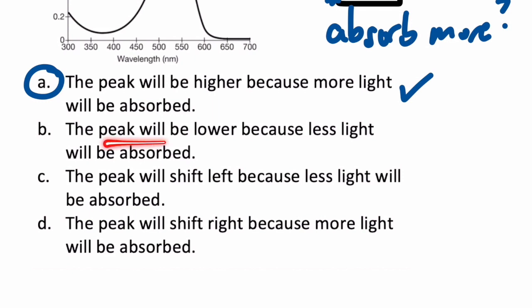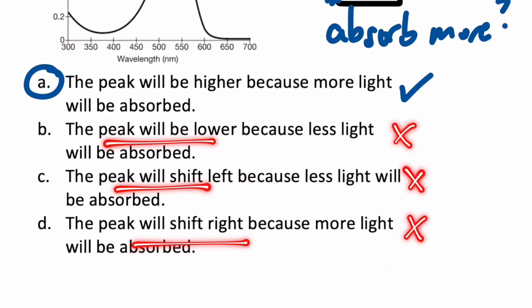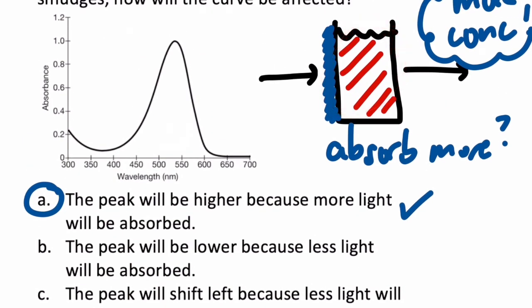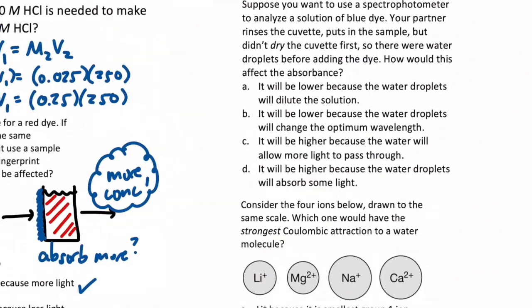Just checking, the peak will be lower. No. The peak shifts left or the peak shifts right. No, that would change the wavelength, and we're not doing that because we're still studying the same color of a solution, so we would use the same wavelength of light going into the mixture. Let's go to the next one.